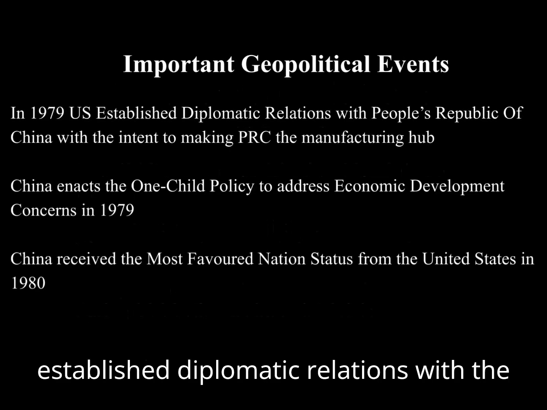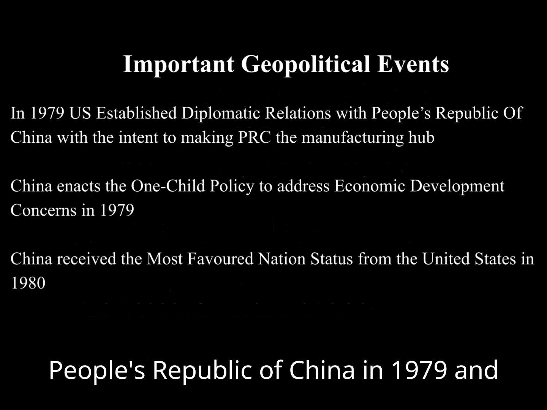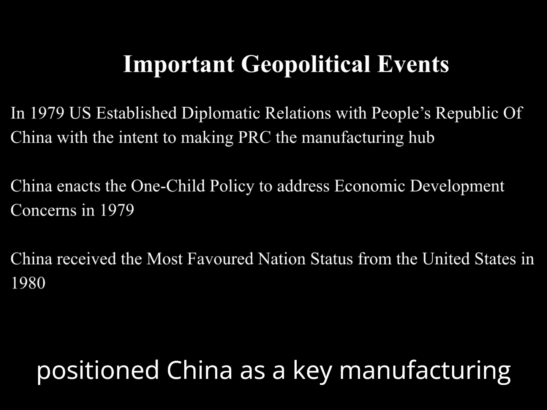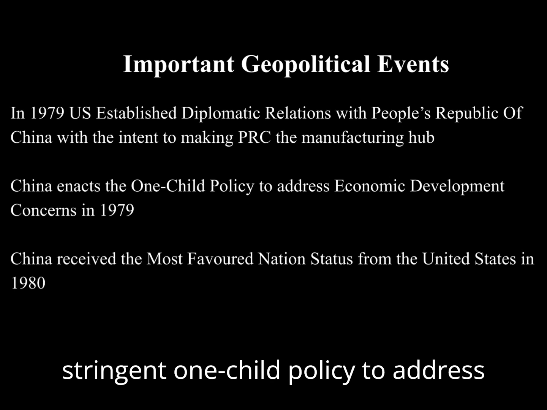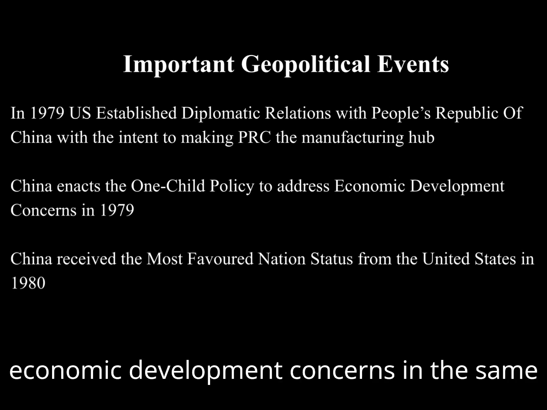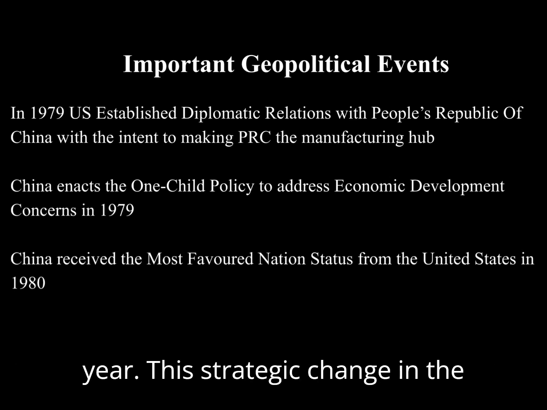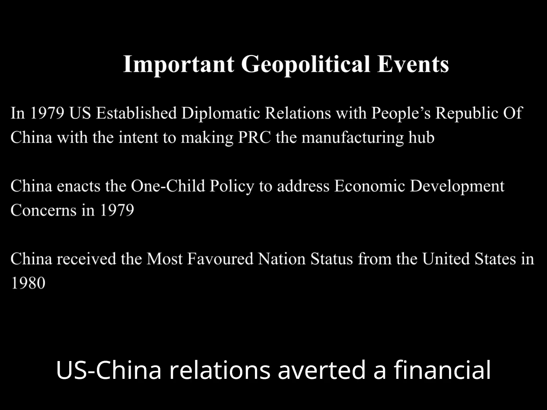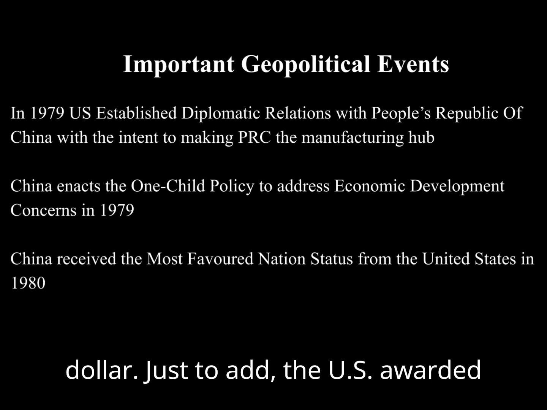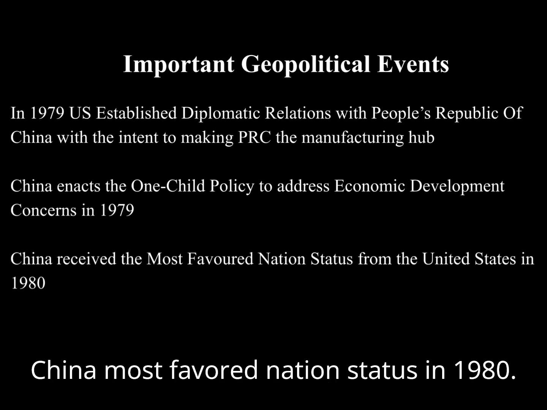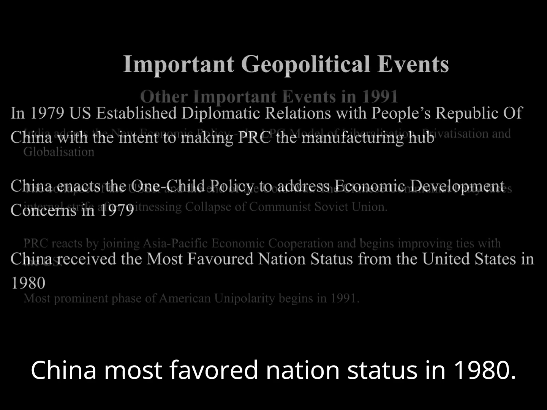Notably, the US established diplomatic relations with the People's Republic of China in 1979 and positioned China as a key manufacturing hub. Following this shift in diplomatic relations, the PRC also enacted a stringent one-child policy to address economic development concerns in the same year. This strategic change in the US-China relations averted a financial crisis following the unpegging of the dollar. Just to add, the US awarded China Most Favored Nation status in 1980.